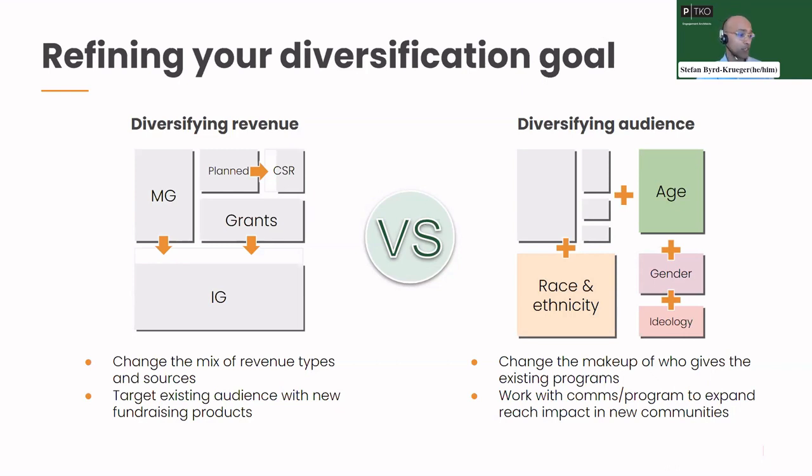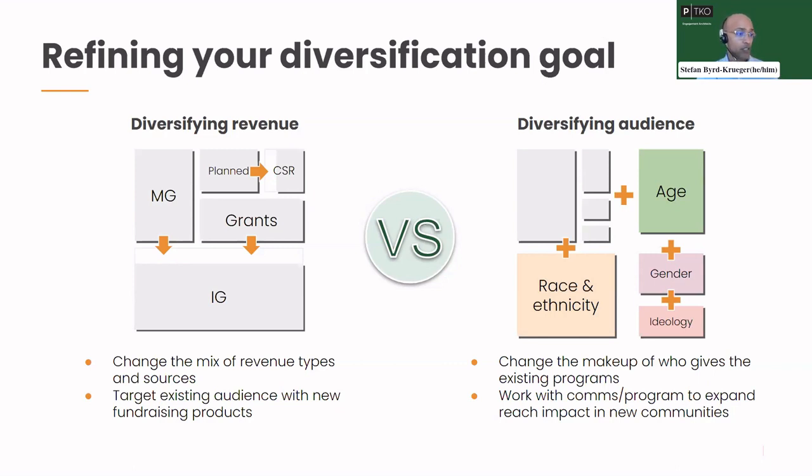And just a couple examples of what that might look like. You might be talking about diversifying your revenue sources, changing what the makeup of your donors looks like. So if you have a drop off in individual giving, you might be thinking about, how can I get more grant support? How can I get more major gifts to offset that loss?